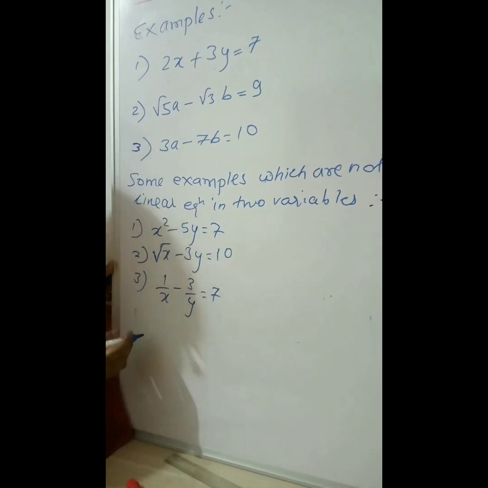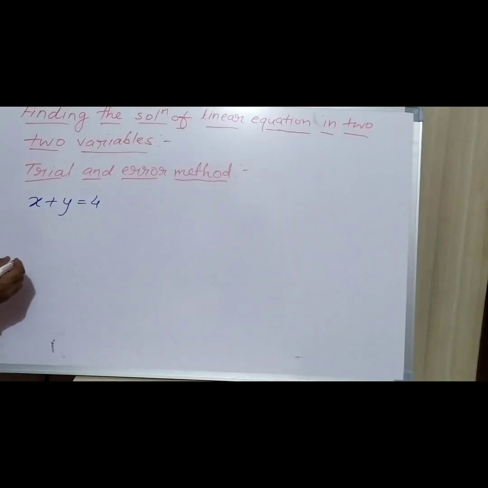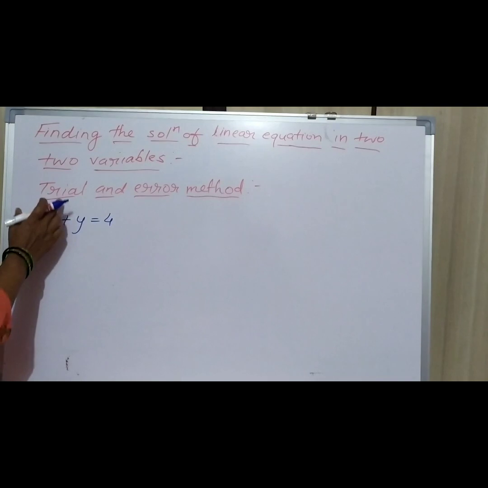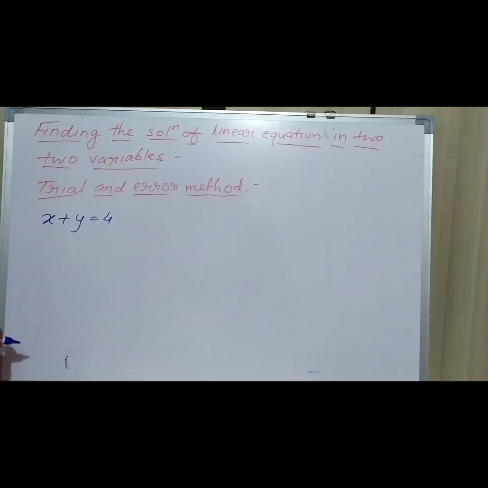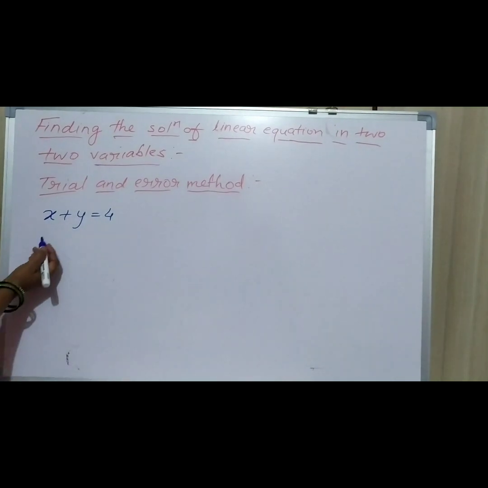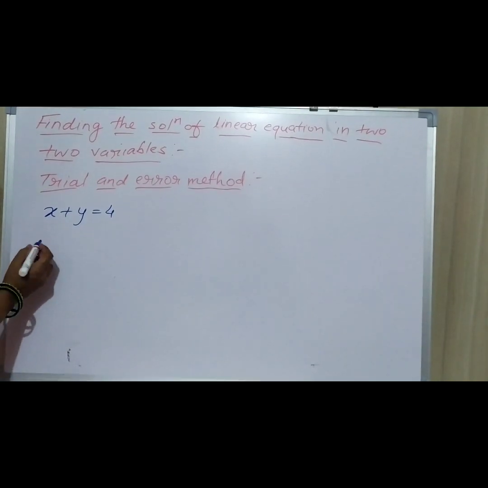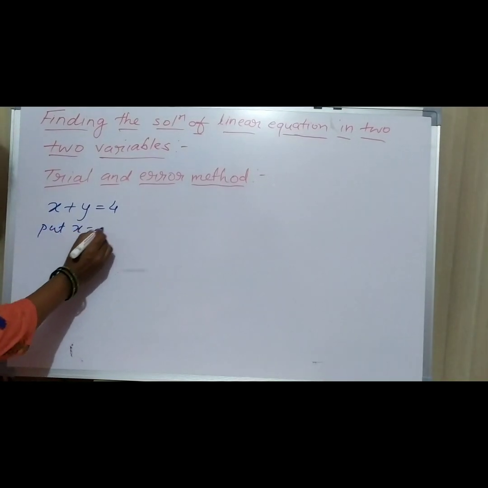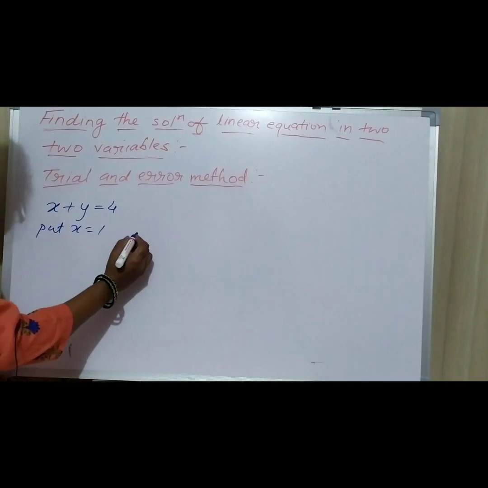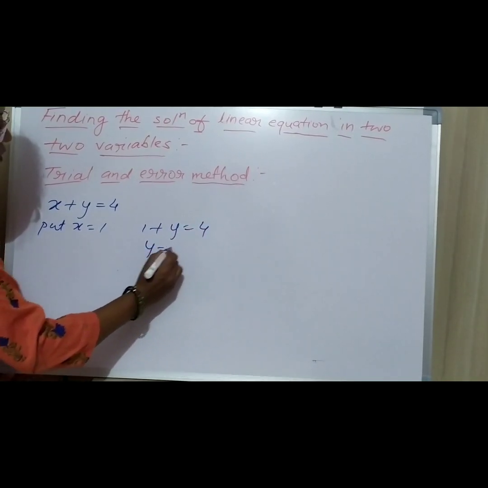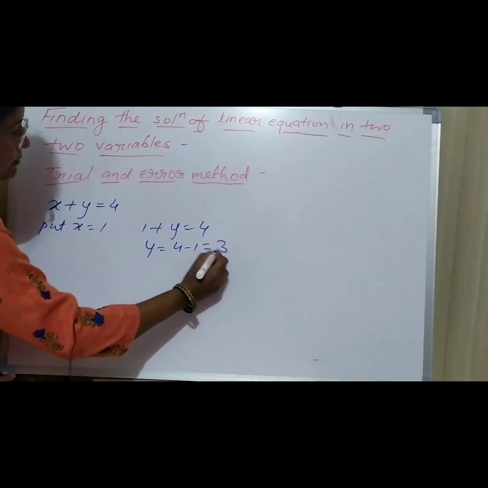Now, finding the solution of linear equation in two variables. There is only one method to find the solution, the trial and error method. Let us take one example, x plus y is equal to 4. Now assign some values for x to get the value of y. Suppose we put x is equal to 1. So what will we get? 1 plus y is equal to 4, y is equal to 4 minus 1, that is 3.